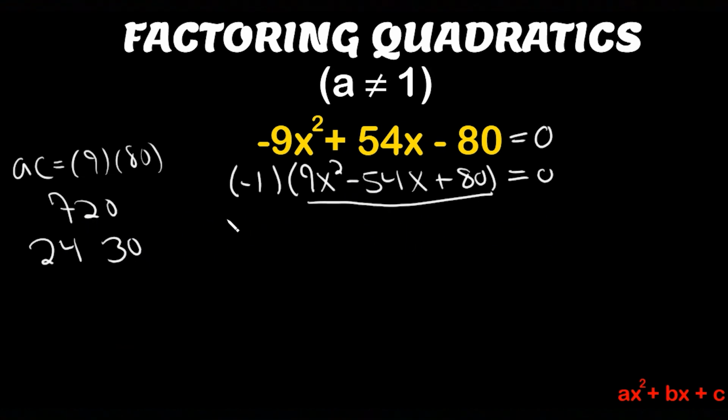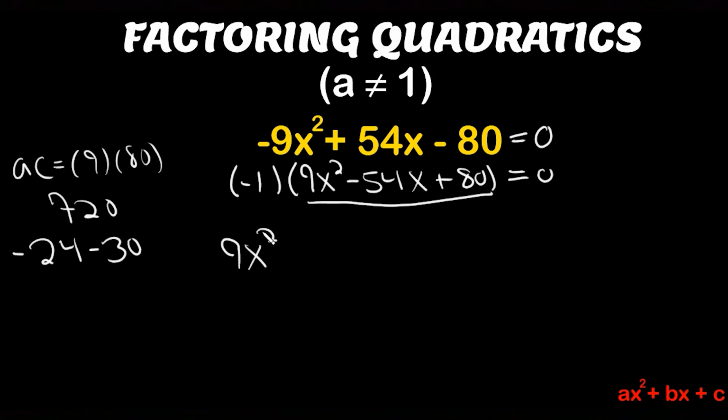So to get around that, I'm going to make them both negative, because if I make them both negative and I multiply, the result will be positive. So I'm still going to get that positive 720, but when I add them now, I get the negative 54. So that checks out, and now we're going to factor by grouping. So we're going to rewrite the quadratic, 9x squared.